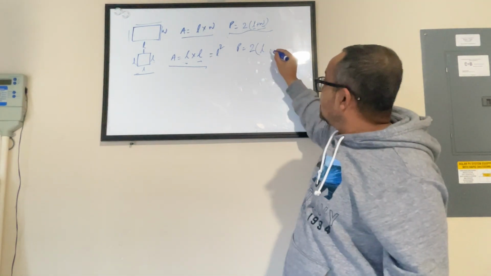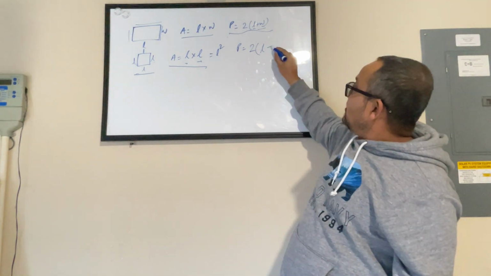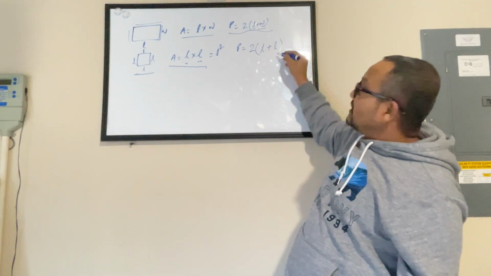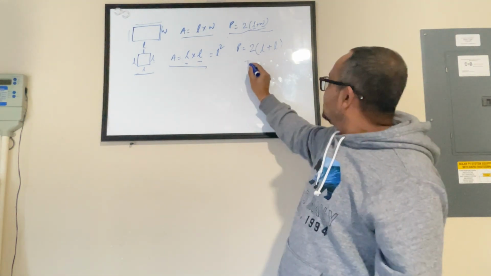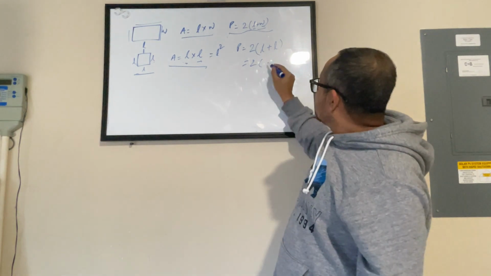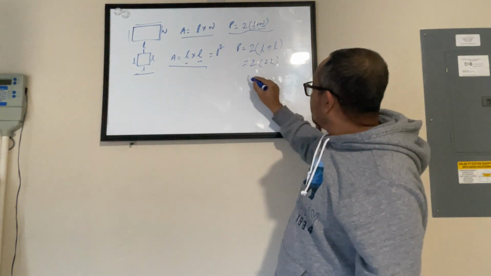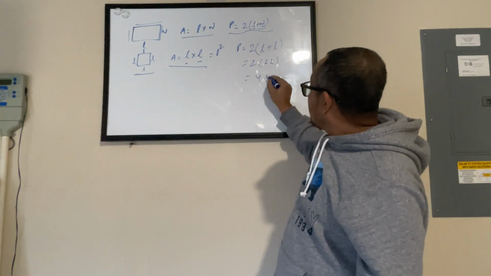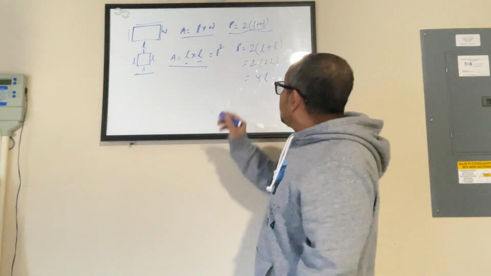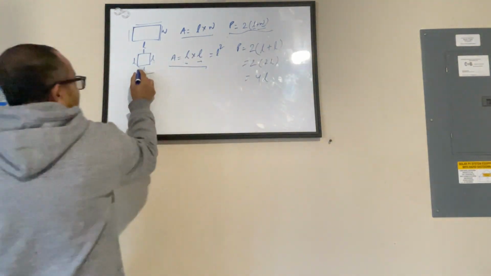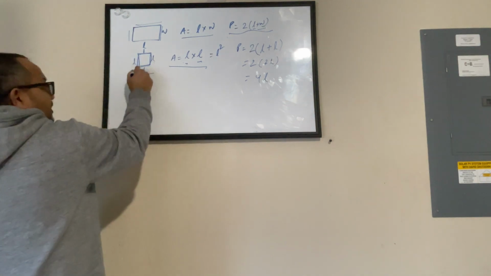Perimeter will be 2 times length plus width. Here, Anna, you said it right, but my length and width are the same, so this becomes 2 times length plus length. That means 2 times 2 length, so 4 times length. You can also look at it this way: 1 length, 2 length, 3 length, 4 length, 4 times length.